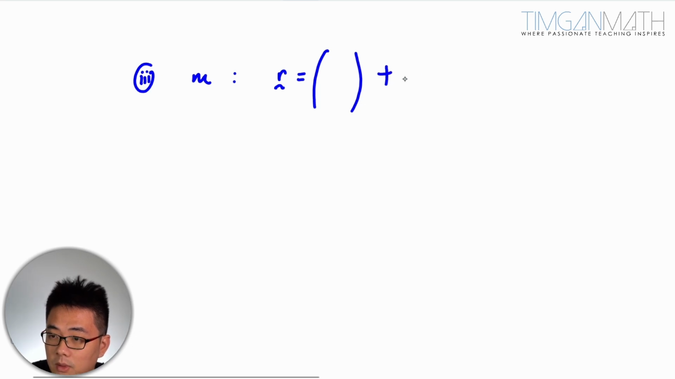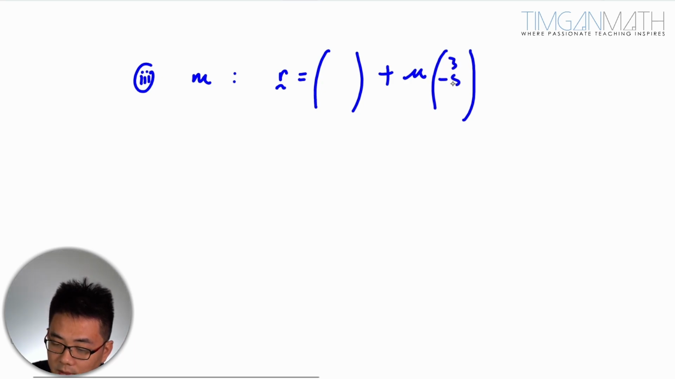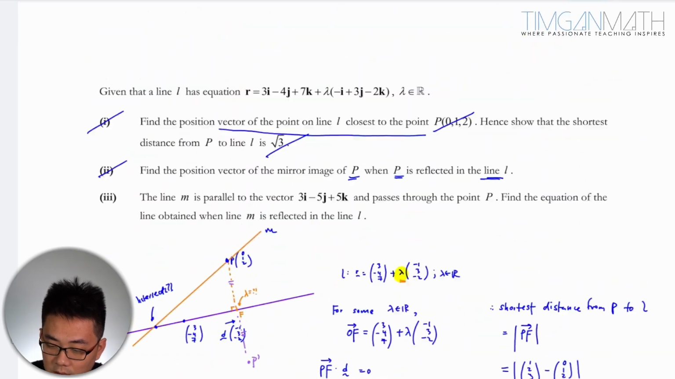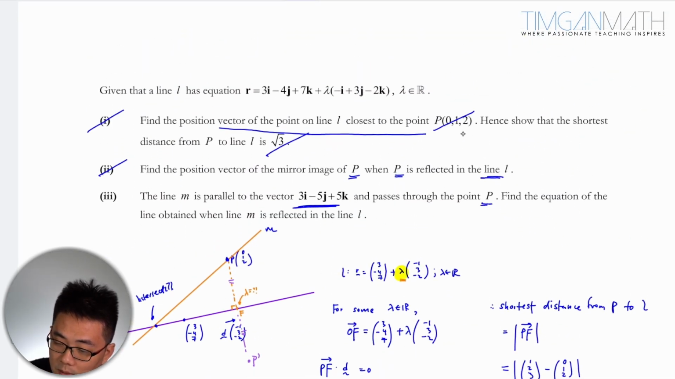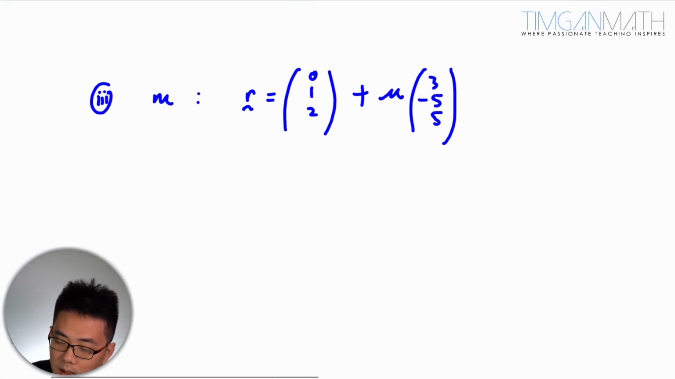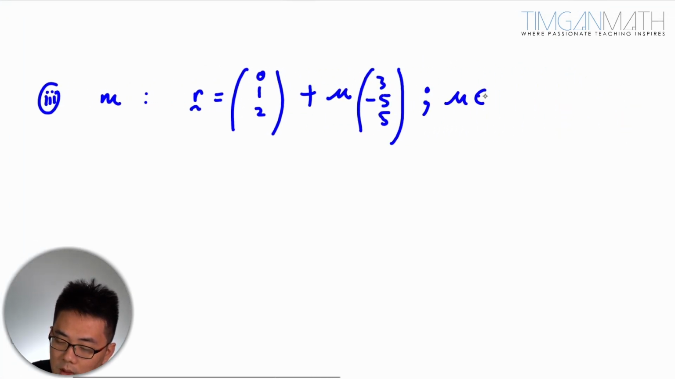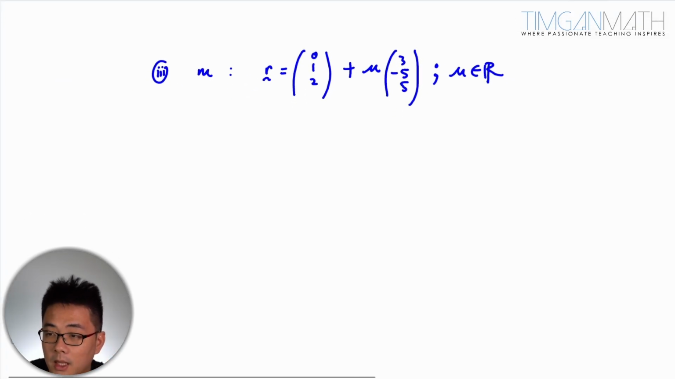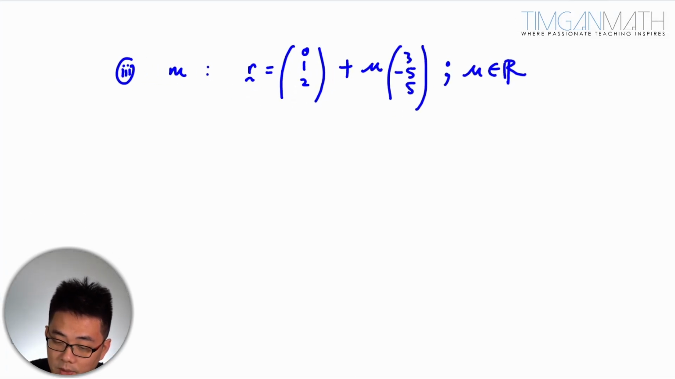Line M passes through P, and I'm going to use mu as its parameter. It has the direction vector (3, -5, 5), and it passes through P, which is (0, 1, 2). Here mu is a real value. Now, I'm just going to set M equal to L.